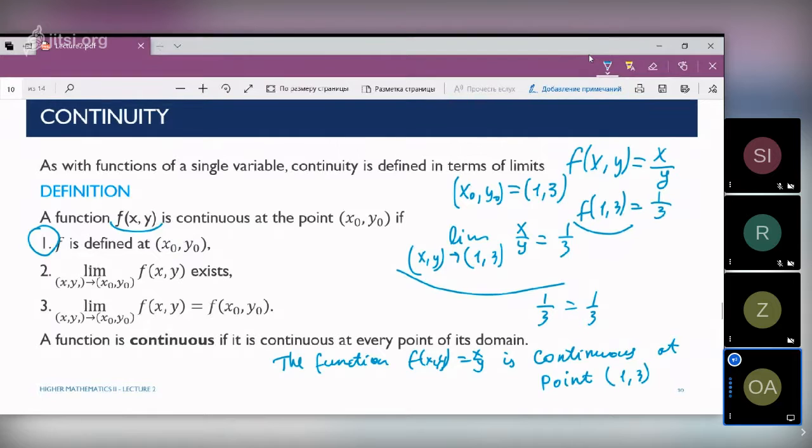The function is continuous if it is continuous at every point of its domain. Just now we checked the function for continuity at one point, (1,3), just one point. If the function is continuous at every point in its domain, then we can call the function continuous.